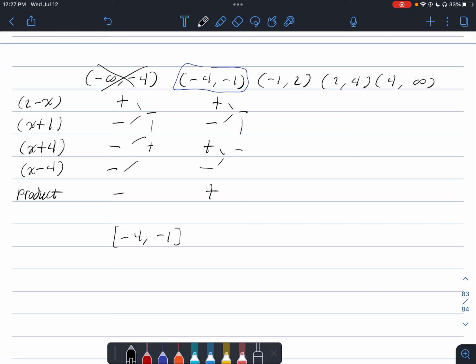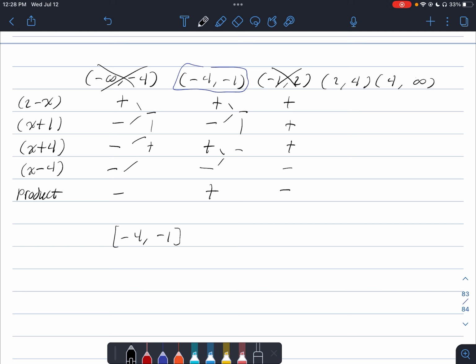So now let's look at negative 1 to 2. So we get 0 in this one, so let's plug 0 in. 2 minus 0 is 2, so that's positive. 0 plus 1 is 1, that's positive. 0 plus 4, that's positive. And then 0 minus 4, that's negative. So here we have three positive numbers multiplied together. That's a positive number. Multiplied by a negative number, that's negative. So we are not going to include negative 1 to 2 in here.